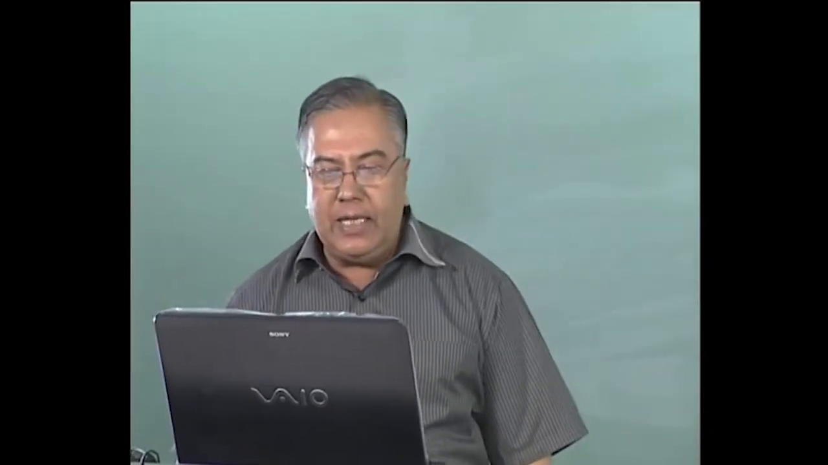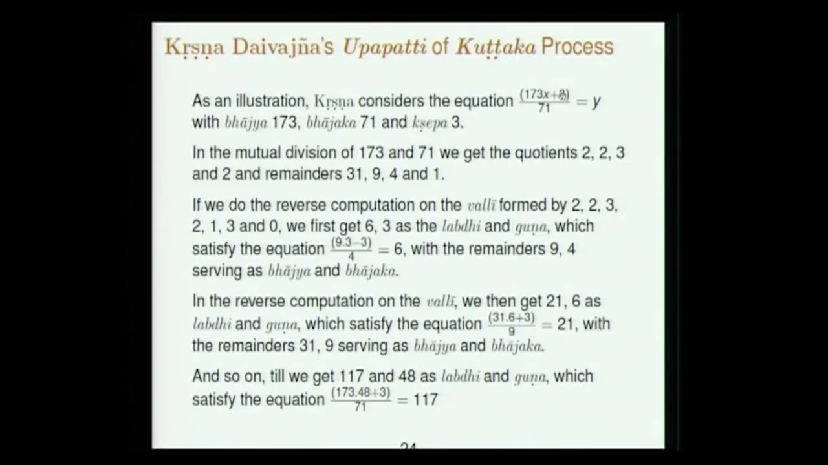So, as an illustration, Krishna considers this equation (173x + 3)/71. While making the argument, the illustration will run parallel. So, he will keep an illustration and make the argument. So, in the mutual division of 173 and 71, the quotients are 2, 2, 3 and 2. The remainders are 31, 9, 4 and 1.